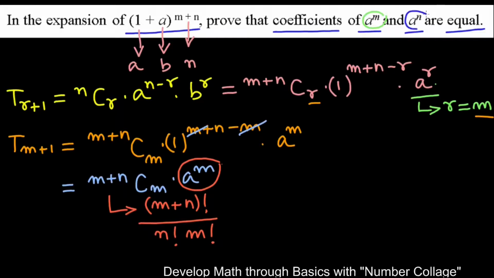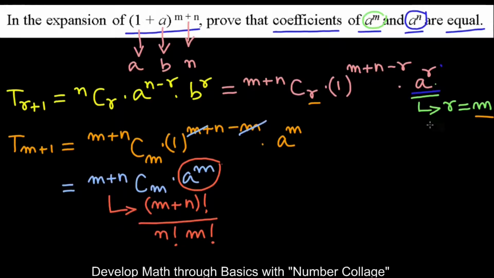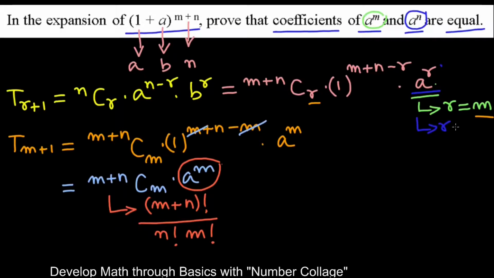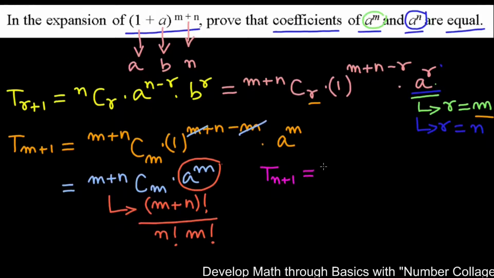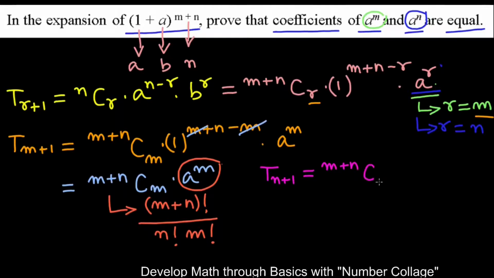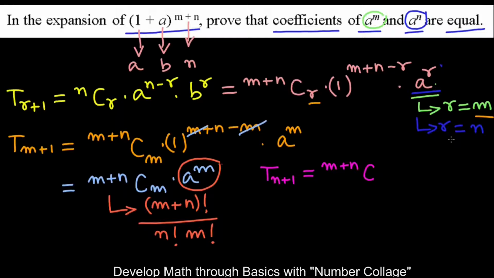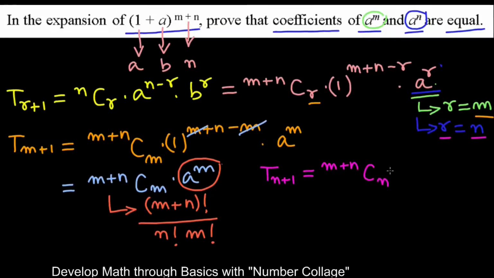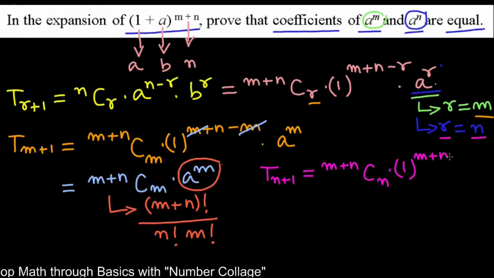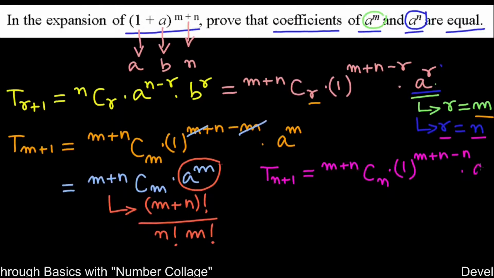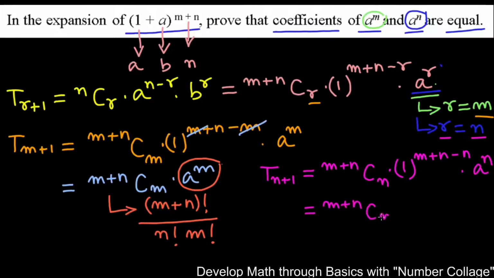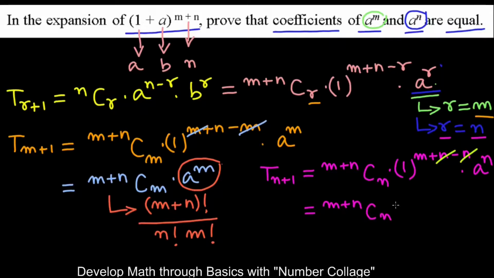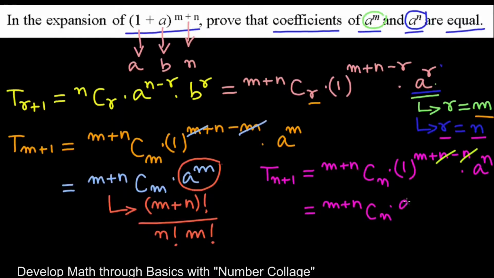Comparing a raised to n with a raised to r, we also get r equals n. Therefore T(n plus 1) will be (m plus n)C, in place of r we will put n, into 1 raised to m plus n minus n, into a raised to r, which will be a raised to n. This will be (m plus n)Cn, 1 raised to m will be 1, into this a raised to n.